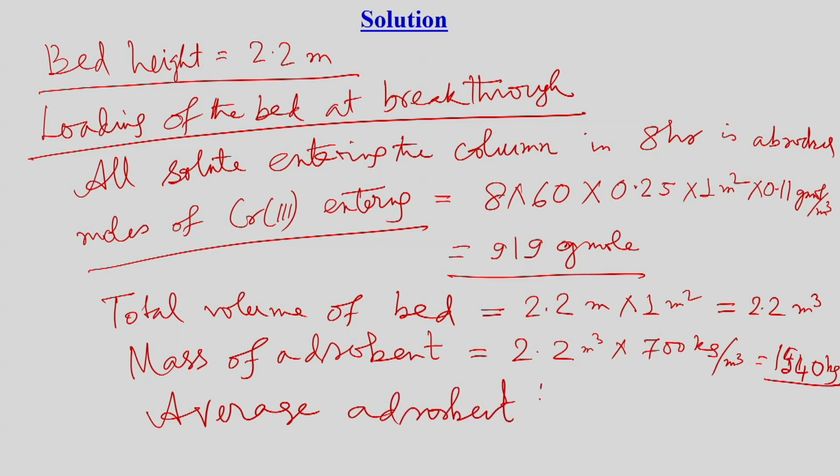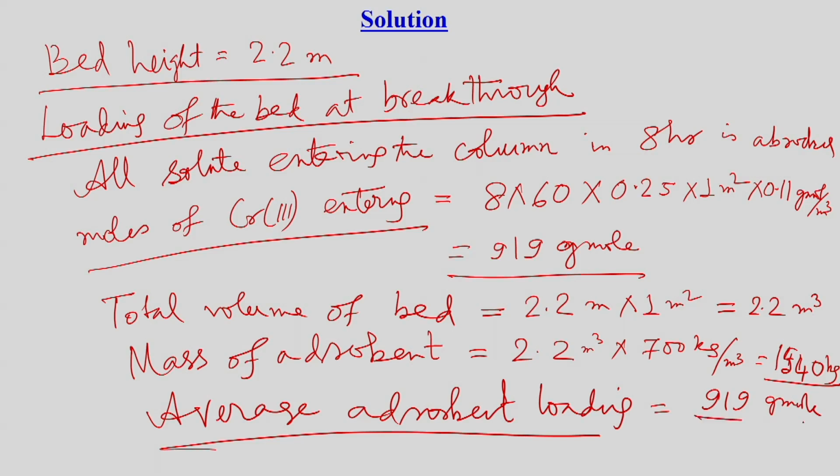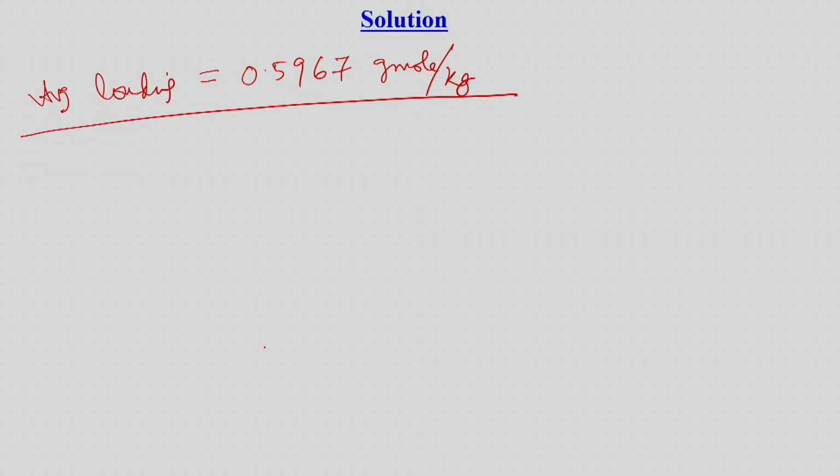So, the average adsorbent loading will be 919 gram mole per 1540 kg. That is coming out as 0.5967 gram mole per kg. So, that is the average loading.